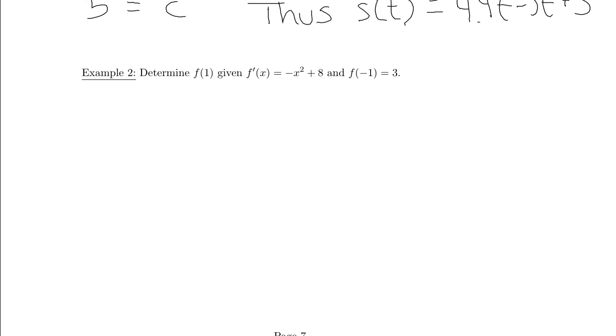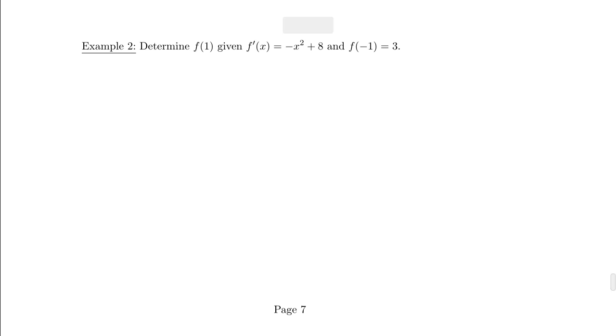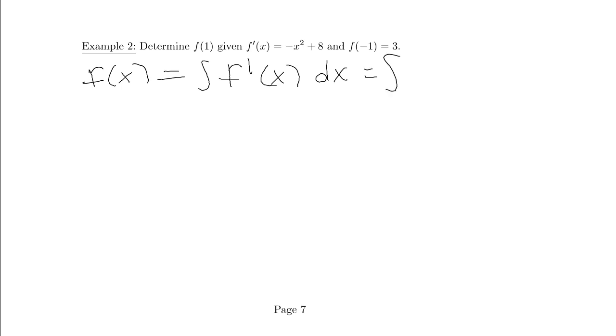So working through the next example then, it's a similar idea. We wanted to determine the original function evaluated at x equals 1. We know its derivative and we know a point on the original function. So again, we're in the scenario where we have the derivative, but we want to move backwards. We want to go back to the original function. And so this is going to use antiderivatives again, because those are going to take us from the derivative back to the original. So we know that the original function f of x is going to be the antiderivative of f prime of x. So this is going to be the integral of negative x squared plus 8 dx.